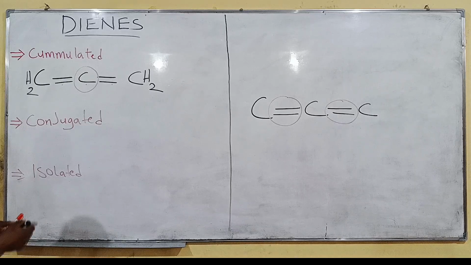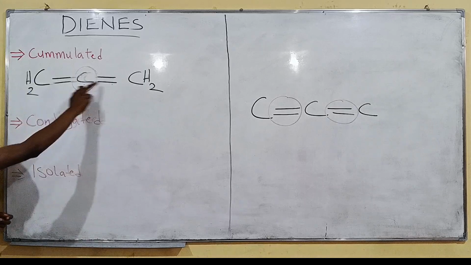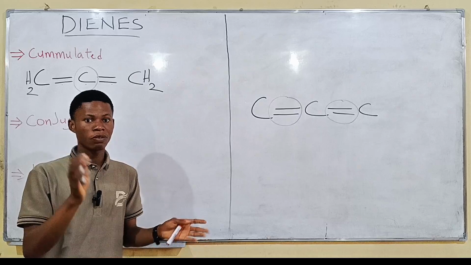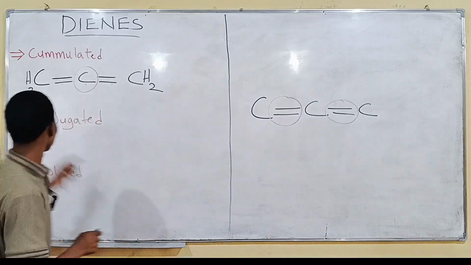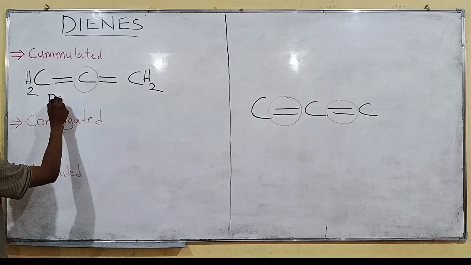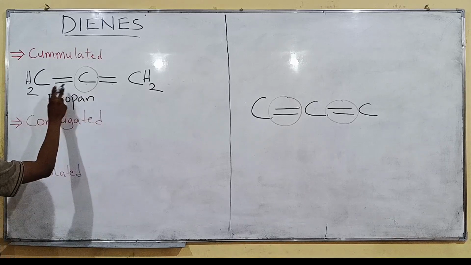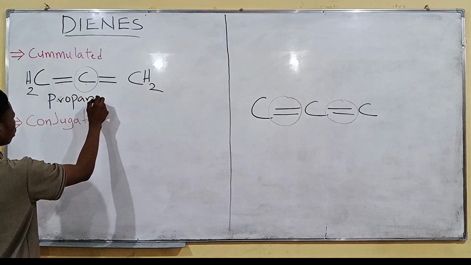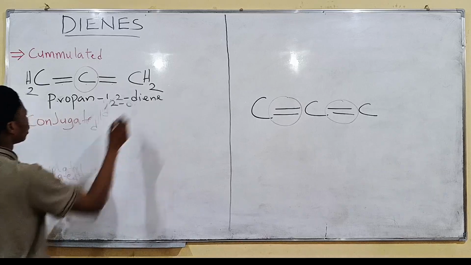And if you are to name this, first of all, know the parent. This is 1, 2, 3, 3 carbons. So you know it should start from prop something. Please, if you miss any video in this series, go back to my channel and watch any of the videos you missed. Now, 1, 2, 3, so prop. So it's starting from prop, propan. We are having the diene on carbon 1 and 2. So propa-1,2-diene. That's how to name it.